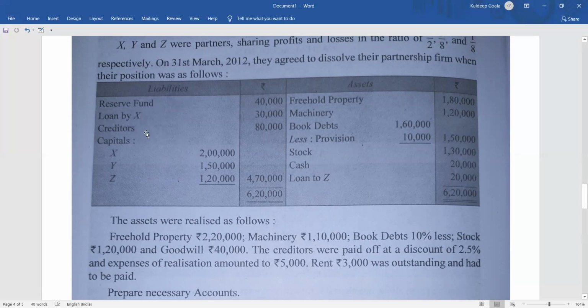So the journal entry will be like this: creditors account debit, because it is showing credit balance, so you have to debit it and keep it on the debit side. So creditors account debit 80,000.